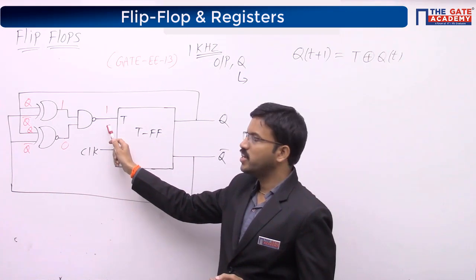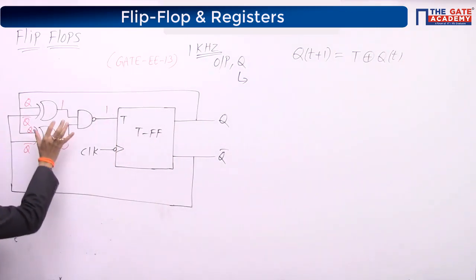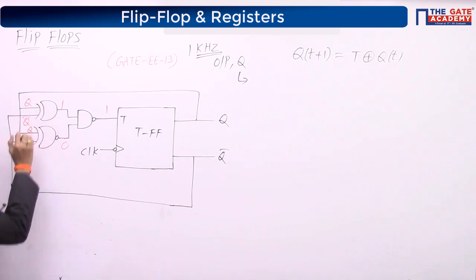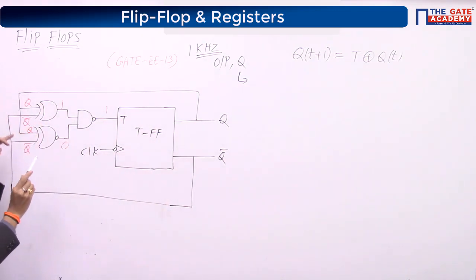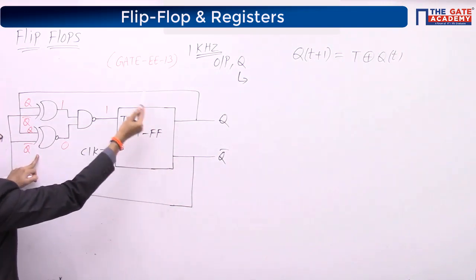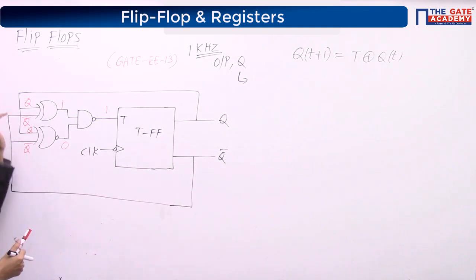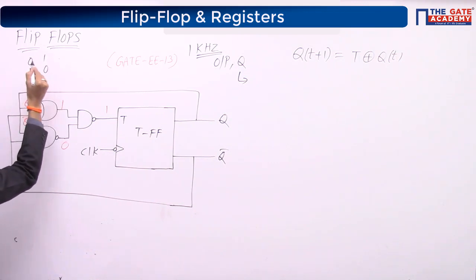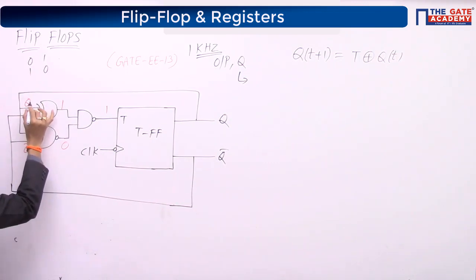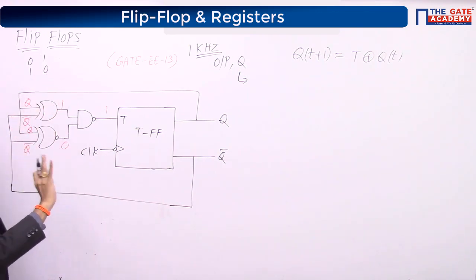Up to here, is it clear? Okay, I am repeating once again. See here, the exclusive OR gate has two inputs. One input is Q, the other input is Q bar. Similarly, for this exclusive NOR gate, you have the same inputs, Q and Q bar. That means if Q is 0, Q bar will be 1. Here you will get only two cases, 0 1 or 1 0. If Q is 0, Q bar will be 1, or if Q is 1, Q bar will be 0. Only two combinations you will get.